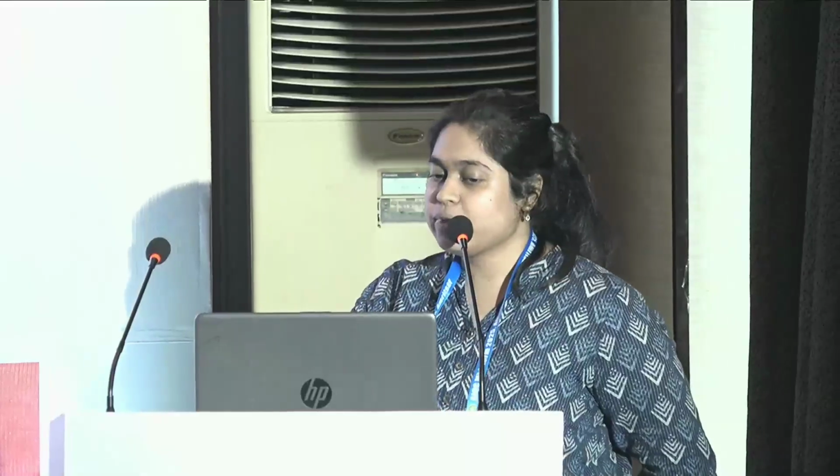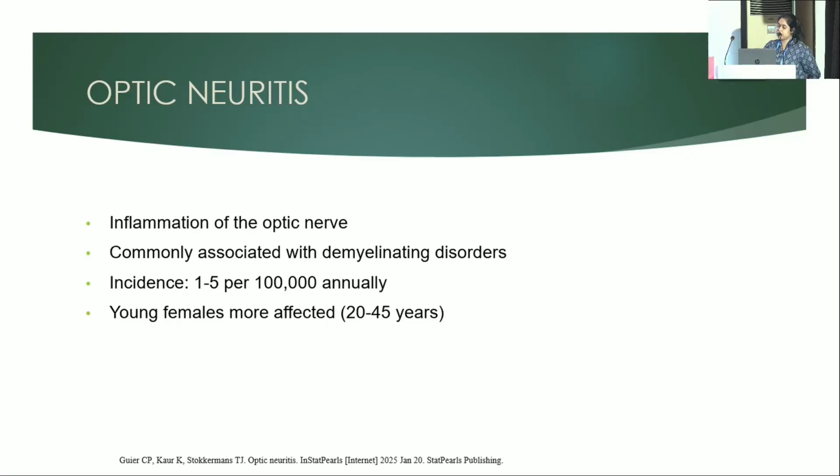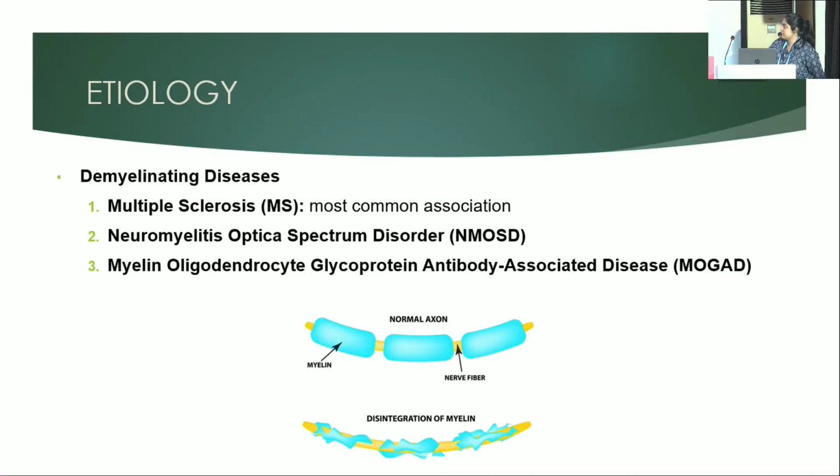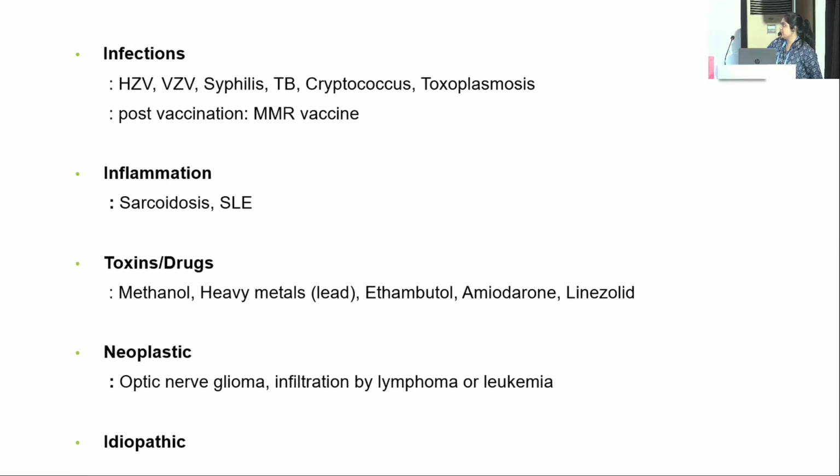Yes, start please. Good afternoon, everyone. So, the topic for today is management of optic neuritis, acute. I'm assuming that everyone knows what optic neuritis is, but let's recap. Optic neuritis is the inflammation of the optic nerve, usually seen in young females and commonly associated with demyelinating disorders such as multiple sclerosis, which is the most common association. Others are NMOSD, MOGAD. Other than this, it can also be caused by infection, inflammation, toxins, neoplastic, idiopathic reasons, a lot of things.